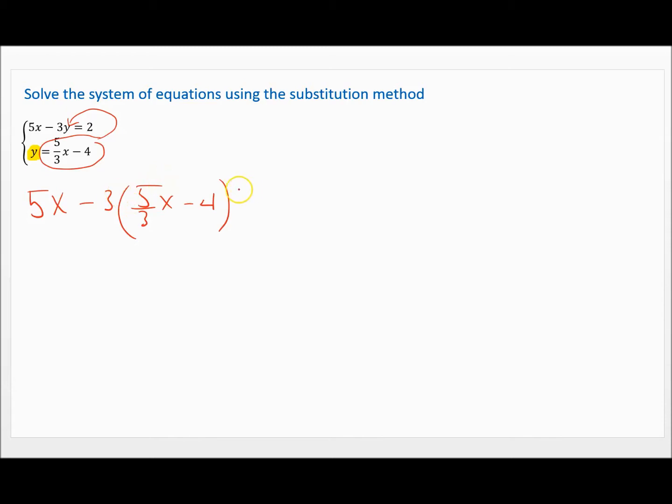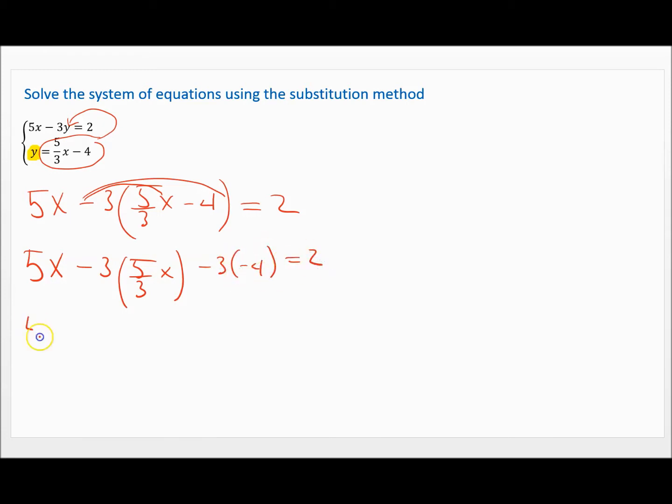We're missing an equal sign. This equals 2. So I need to use the distributive property, negative 3 times 5/3, and then negative 3 times negative 4. So I have 5x. Now look, if you don't like the way that looks, just write it down separately. Negative 3 times 5/3 x, and then minus 3 times negative 4 equals 2, and then simplify. So now I have 5x. The 3's cancel. That gives me negative 5x plus 12. This negative 3 times this negative 4 is plus 12 equals 2.